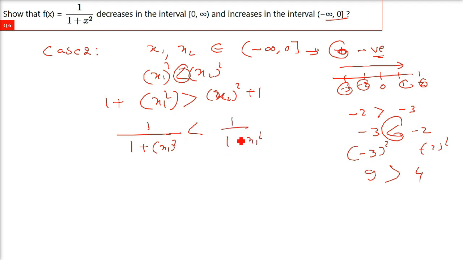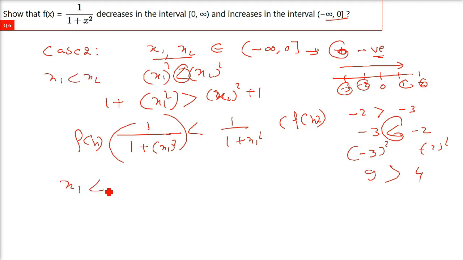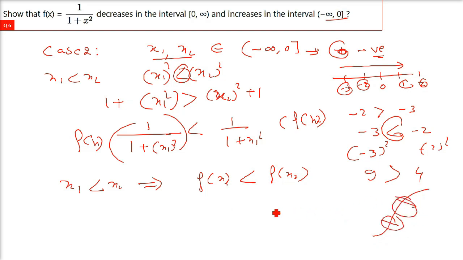That also I explained to you in the previous case. What is this one? This is x1. What is this? f(x2). And these are the functions. So we started with x1 is less than x2, and then x1 is less than x2 implies that f(x1) is less than f(x2). So the point is that you are going uphill. You are going up. So you are getting an increasing function in negative infinity to 0.